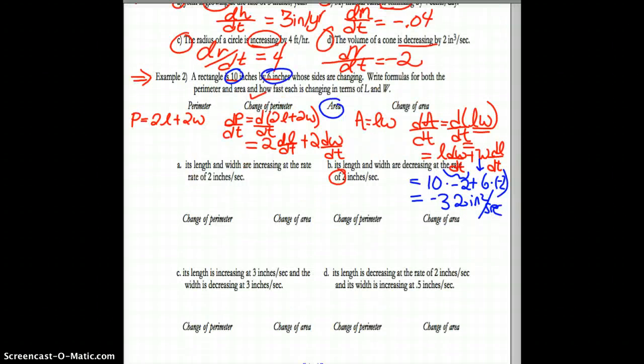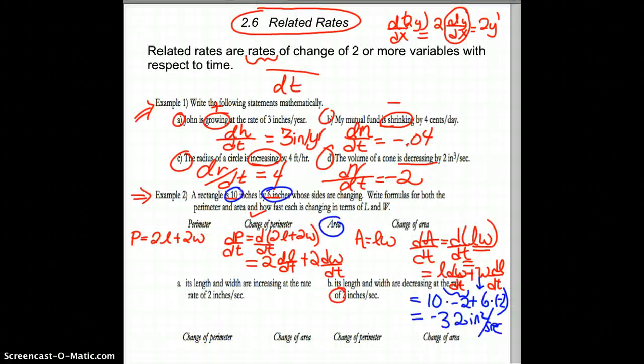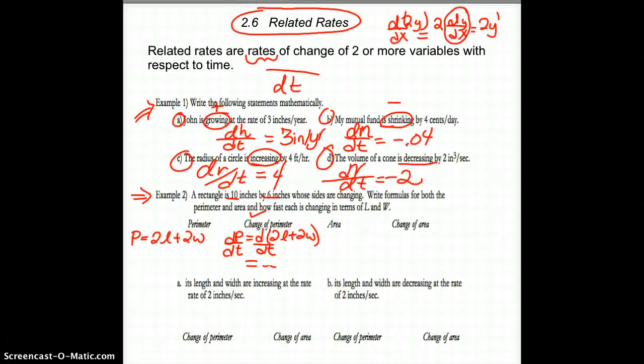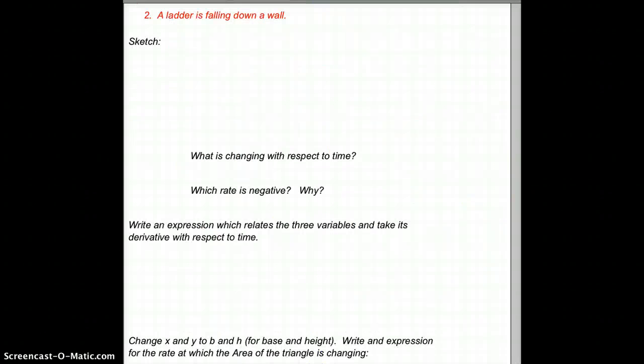And I'm not going to go through any more of these numerical ones. I want to move on and sketch out on the next page here. So I've got a ladder falling down a wall, and I'm going to draw this picture right here. So here we've got a wall, and I've got a ladder.